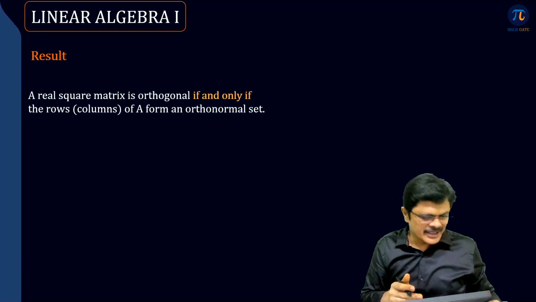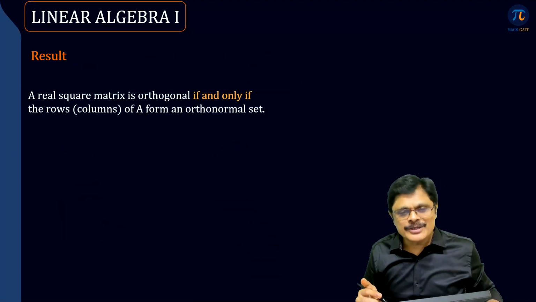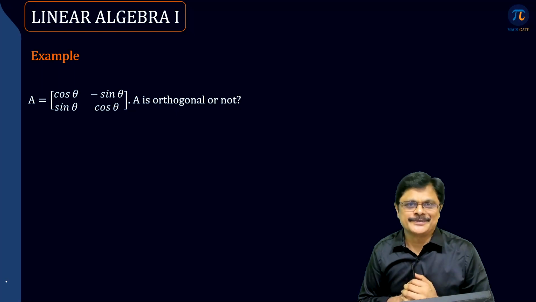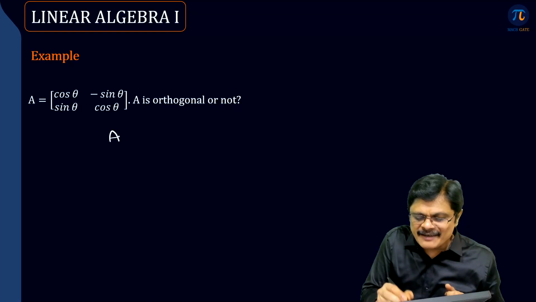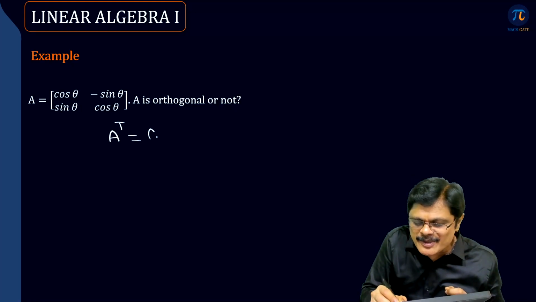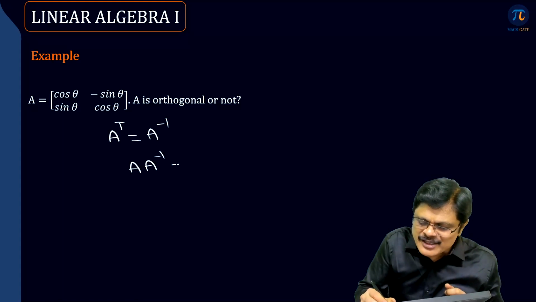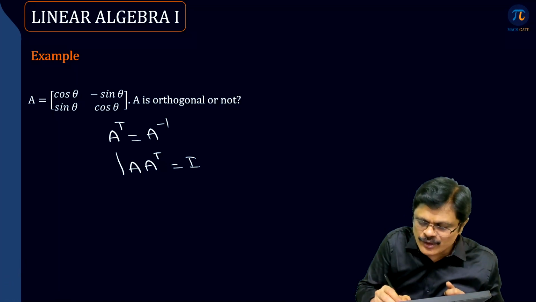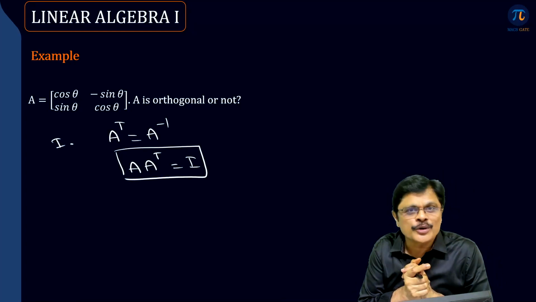Actually, that is the definition, and this has to be written separately. Unfortunately, it was a printing error. Now he is asking whether the matrix is orthogonal or not. See, one method is, if the matrix is orthogonal, A transpose must be equal to A inverse. Normally, A into A inverse should be equal to identity. So if it is orthogonal, A into A transpose must be equal to identity. This is method 1. Using this method, you can verify whether it is orthogonal or not.